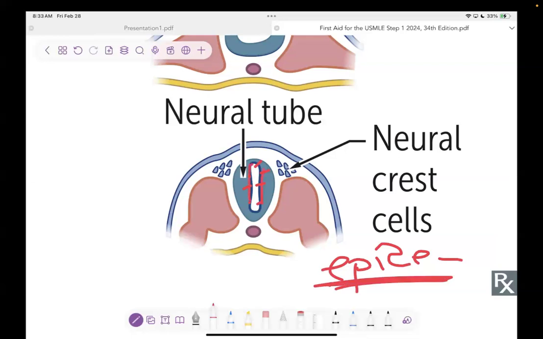So these are the cells around the ventricles, and they are called the ependymal cells, right?